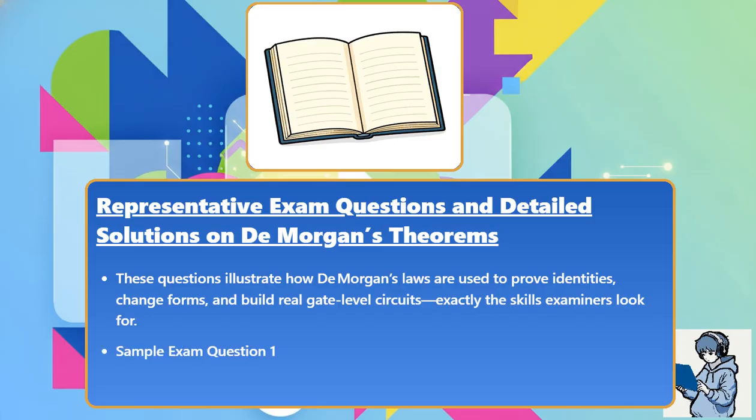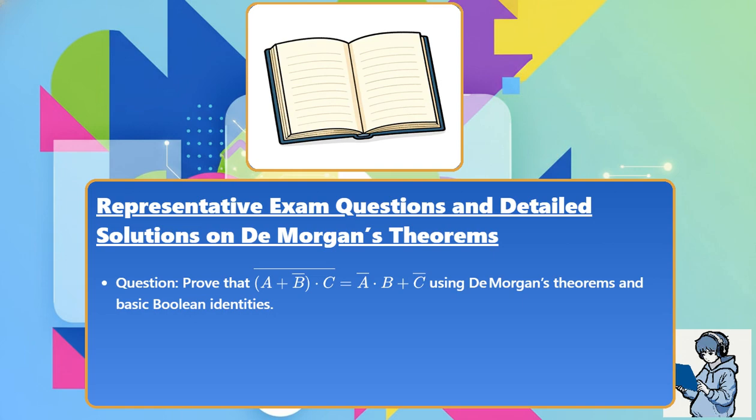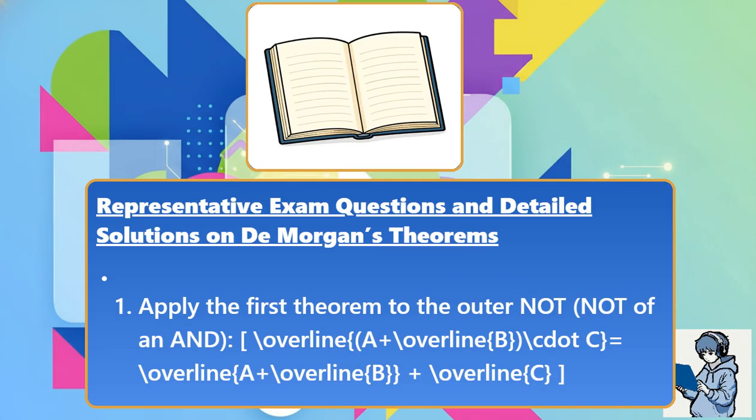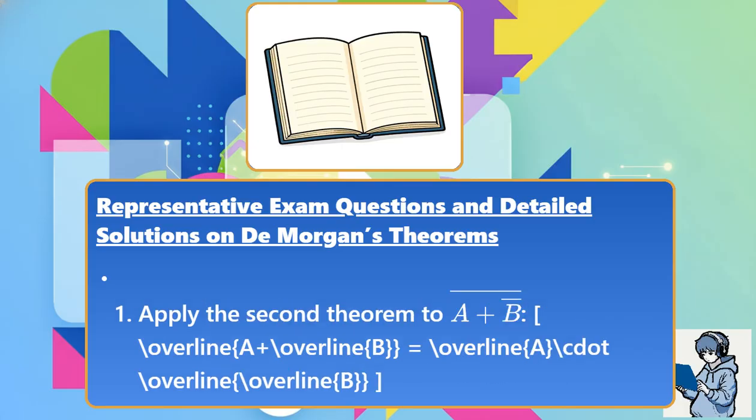Sample exam question 1. Question: prove that NOT((A + NOT B) AND C) equals NOT A AND B + NOT C using De Morgan's theorems and basic Boolean identities. Step 1. Apply the first theorem to the outer NOT of an AND. NOT((A + NOT B) AND C) equals NOT(A + NOT B) + NOT C.